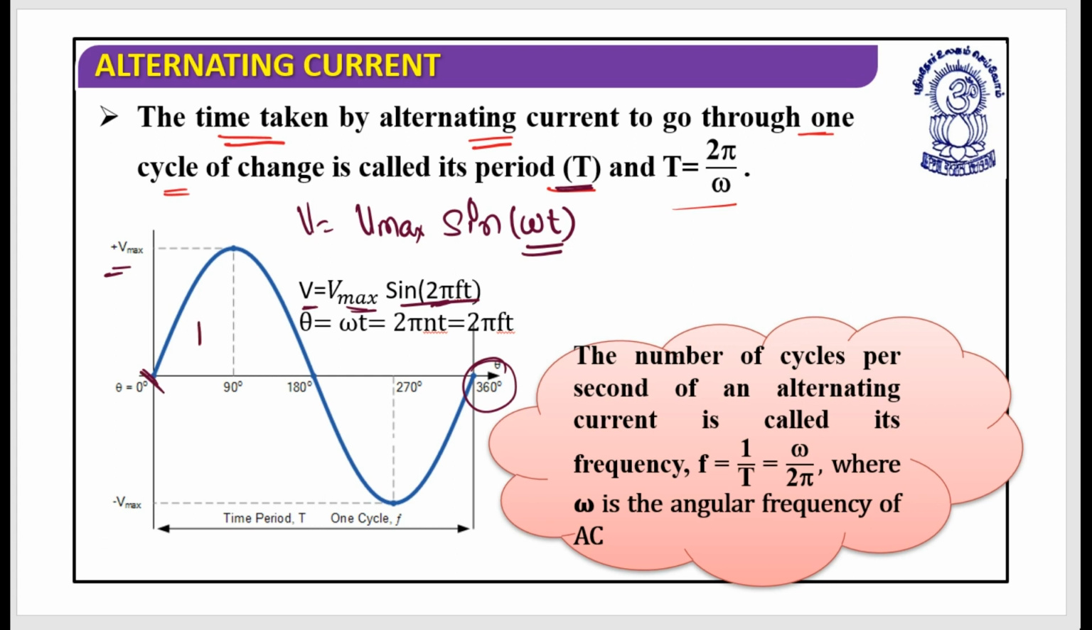Look at this: first quarter, second quarter, third quarter, and fourth quarter. So as it has completed four quarters, it's one cycle. I hope this is clear.